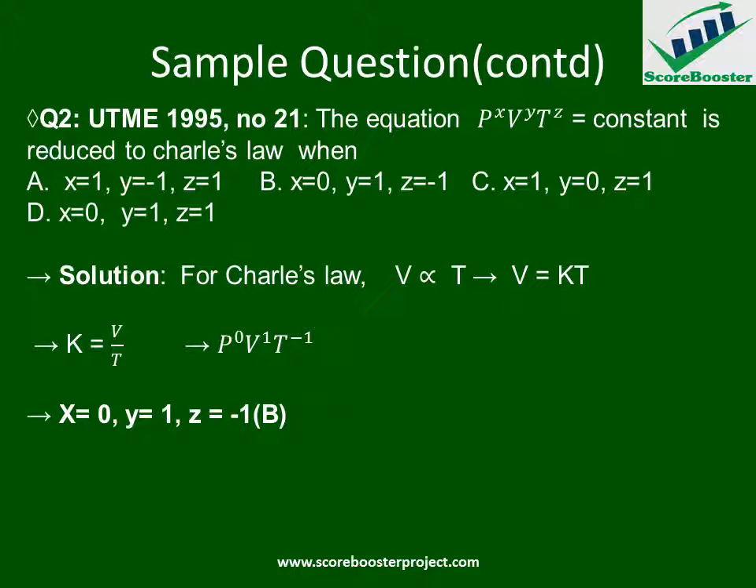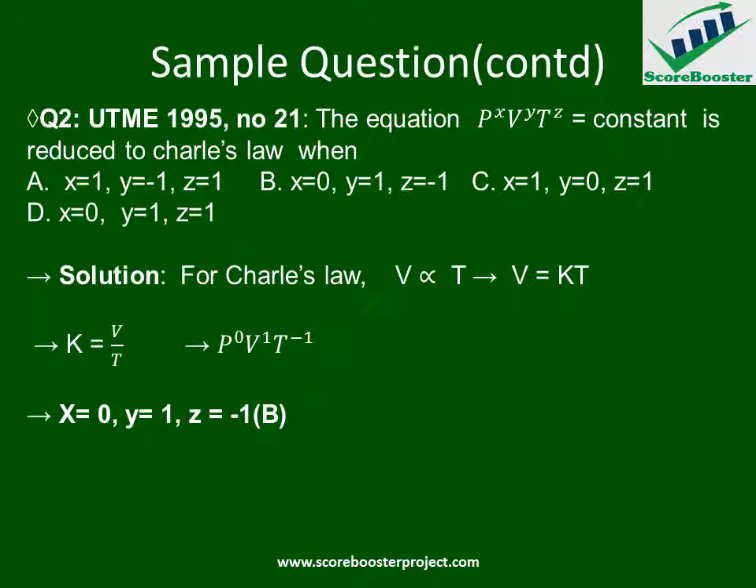Then phi, which is numerator, is going to have power of +1. So we have phi raised to power 1. T, which is denominator, will have power of -1. Therefore the dimension for Charles' law is p raised to power 0, phi raised to power 1, t raised to power -1.